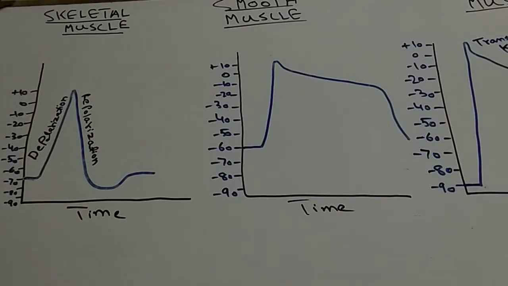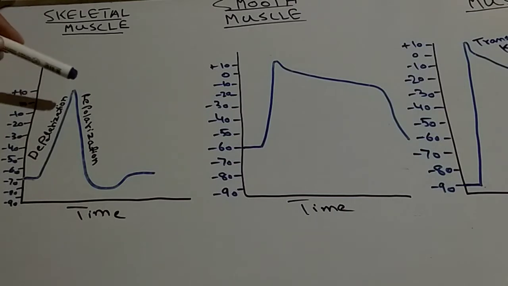So first of all, talking about the skeletal muscle, we know that the resting membrane potential of skeletal muscle is minus 70 millivolts, and now there comes the depolarization phase. Depolarization, we know, happens when sodium ions influx from the ECF into the cell. Then the phase of repolarization comes, and you can see that the depolarization peak is achieved at plus 10 millivolts.